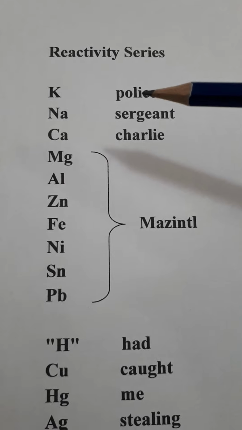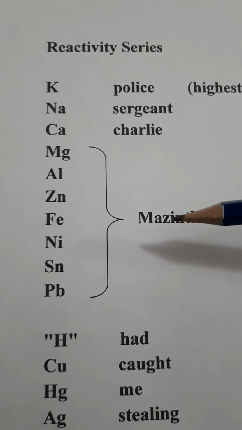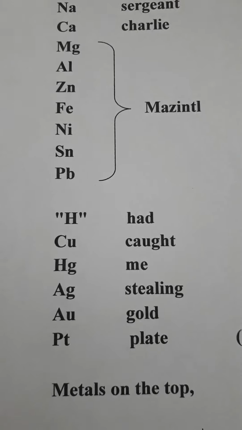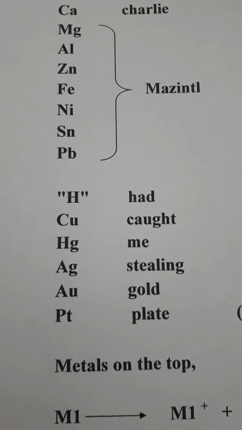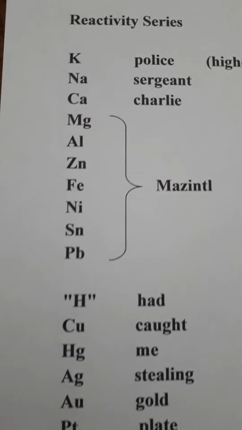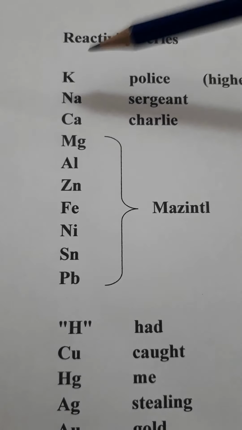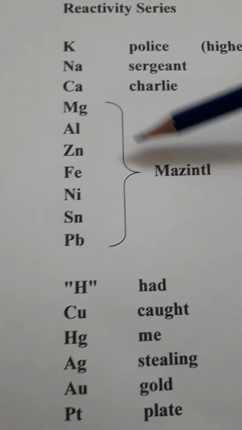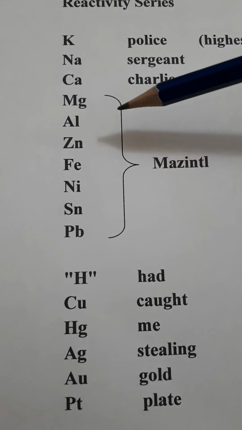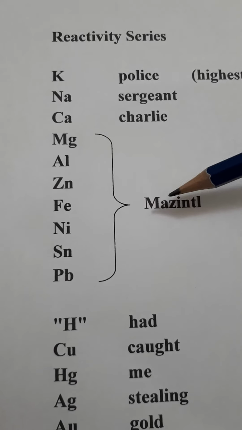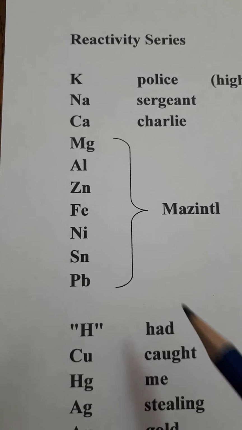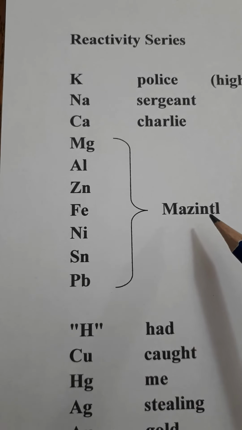That's called: Police Sergeant Charlie Masenthal had caught me stealing a gold plate. So police means potassium, sergeant sodium, Charlie calcium. Masenthal represents many metals: M magnesium, A aluminum, Z zinc, I iron, N nickel, T tin, L lead.